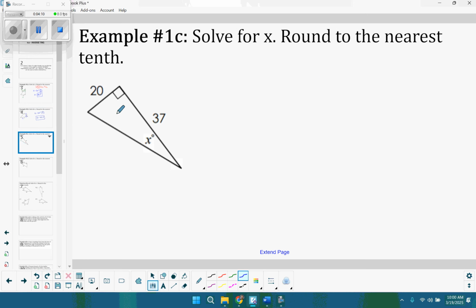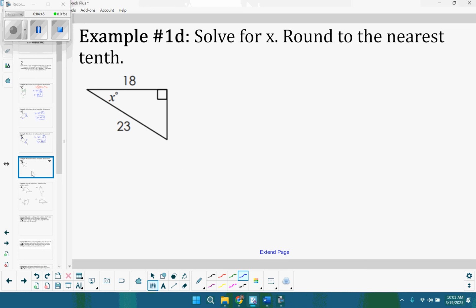All right, example 1c. Here's my angle. We don't have the hypotenuse this time, so I won't label my H, but 20 would be opposite the angle, and 37 would then be adjacent to the angle. So the combination of O and A would be tangent. So x will equal the inverse tangent of O over A, so 20 over 37. So on our calculator, we would get x is 28.39, so that's going to be 28.4.